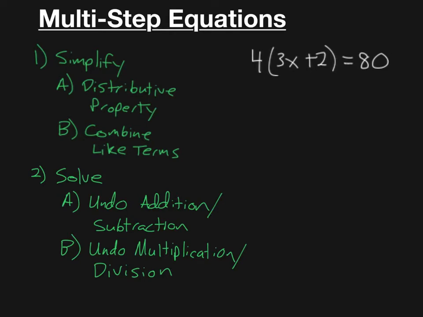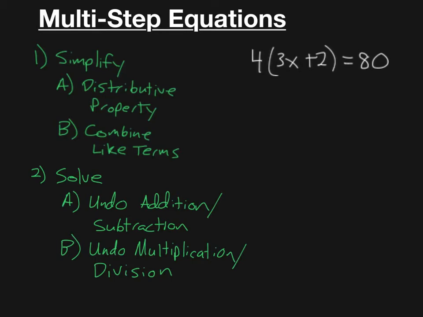The first step when we're solving equations like this is we always want to make sure everything is simplified before we start solving. Our tools that we can use to do that, remember, are the distributive property and combining like terms if we need to. Once we've simplified everything, then we start solving by using the inverse operations. We undo the addition or the subtraction, and then we undo multiplication and division. So these are very similar to two-step equations. We just need to make sure we simplify before we solve.